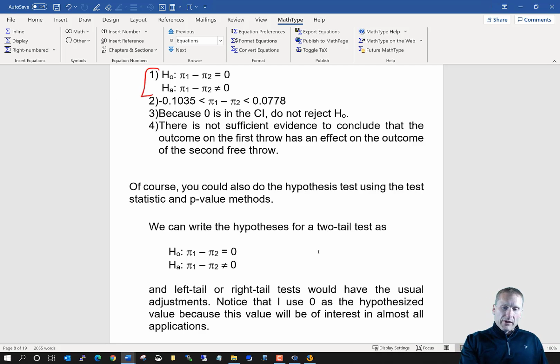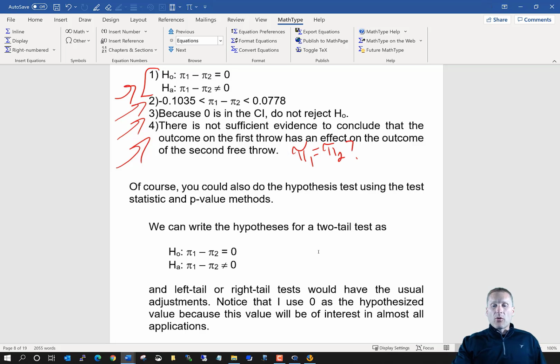So step 1 for a confidence interval method, we state our hypotheses. Step 2, we state our confidence interval. Step 3, because 0 is in the confidence interval, don't reject H0. And step 4, what does this mean in terms of the original problem? Well, there is not sufficient evidence to conclude that the outcome of the first free throw has an effect on the outcome of the second free throw. This corresponds to saying pi 1 is equal to pi 2. Well, maybe, but at least from this example, we cannot conclude that pi 1 does not equal pi 2. There's not sufficient evidence from this sample to make that conclusion.